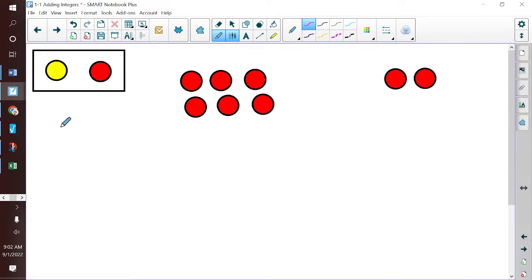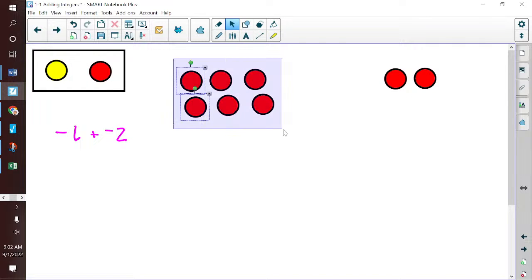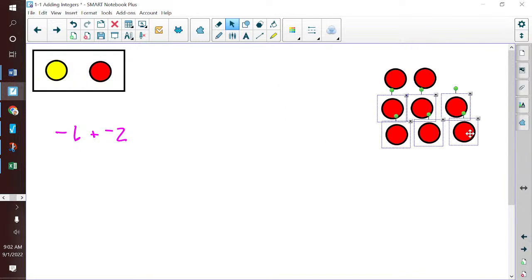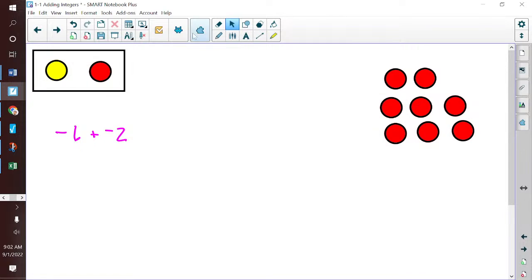In this one, again, we have the same sign. This is -6 plus -2. And so if we gather these 6 together and throw them over here, we can see that we'd have -8. So that's the same sign and -8.